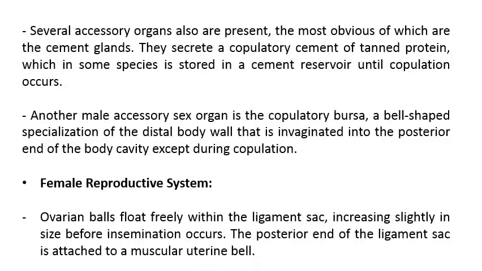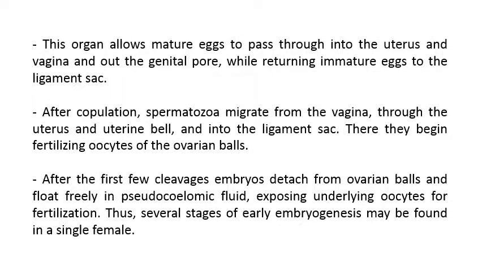And about the female reproductive system, it consists of ovarian balls that float freely within the ligament sac, increasing in size before insemination occurs. The posterior end of the ligament sac is attached to a muscular uterine bell. This organ allows mature eggs to pass through into the uterus and vagina and out the genital pore, while returning immature eggs to the ligament sac.